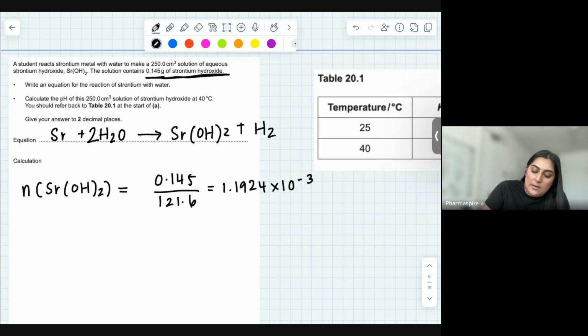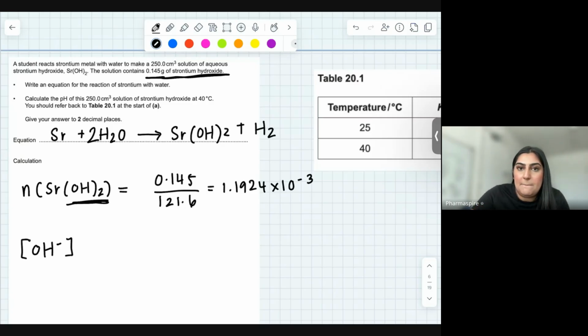Right, so in Kw, do we want moles or what? What do we prefer things to be in? Concentrations, right? And you've got something that has got OHs, so we can do the concentration of OH minus. Now, because you've got the moles, but then you've also got a volume at the top. Now it's Sr(OH)2, so what do I also need to do to my answer? Times by 2, because you've got 2 lots of OH, okay? That's what you need to think of.